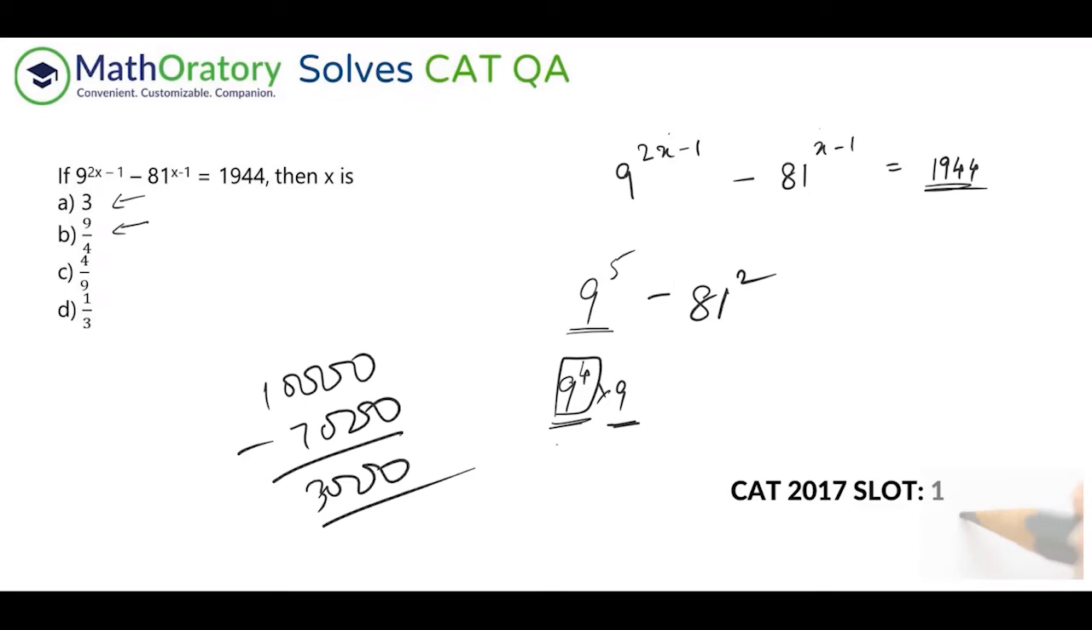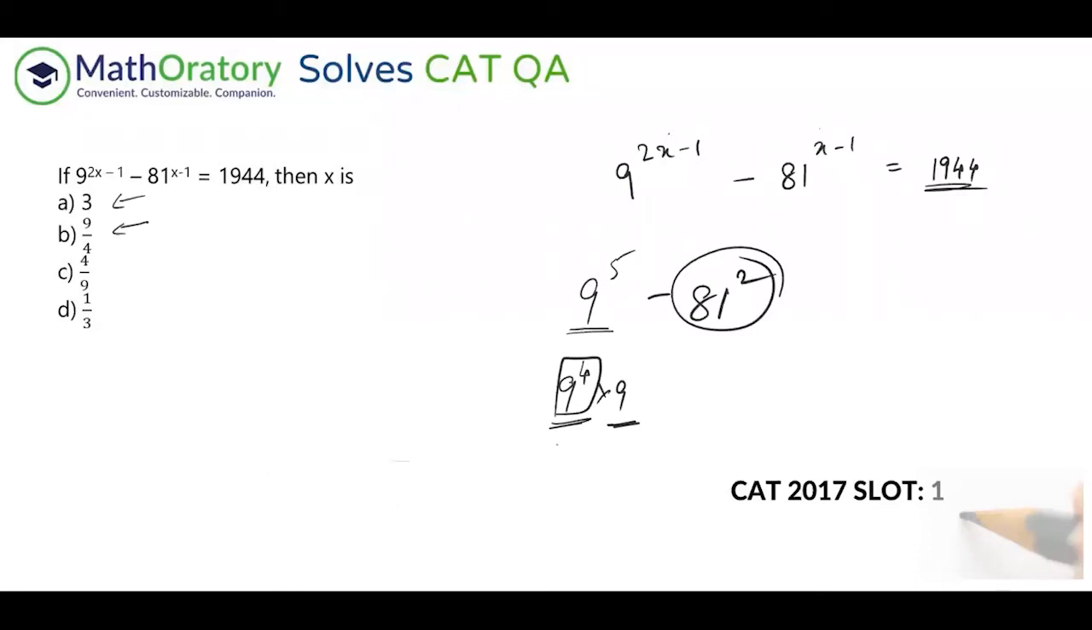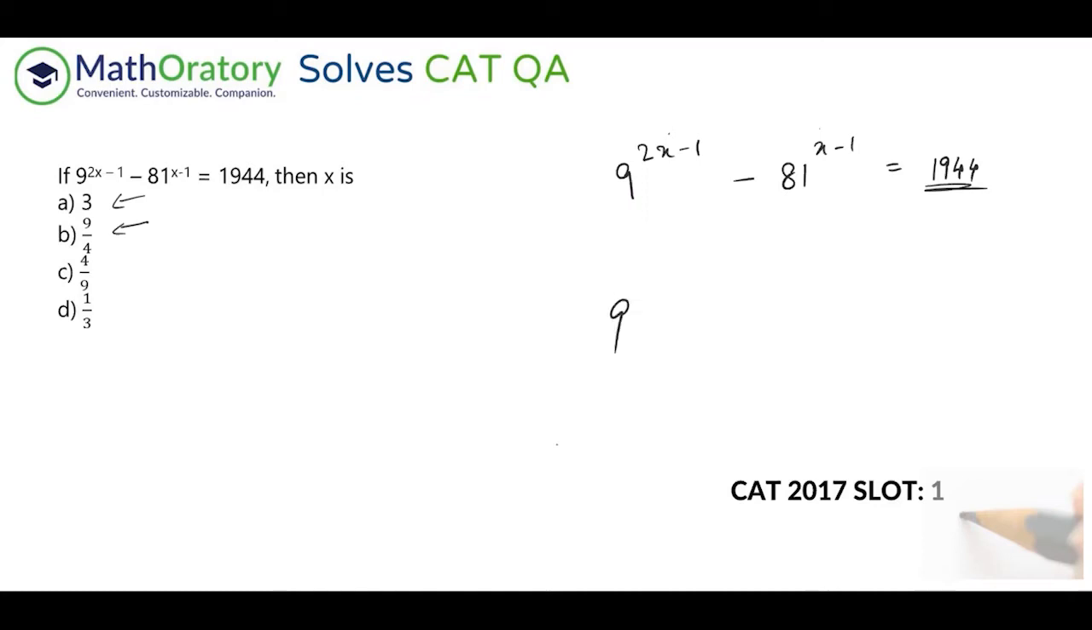I hope you understood why I took 7,000 here, because this is definitely not 7,000. This is less than 7,000, isn't it? So I'm taking a higher limit just to estimate that. So 3 is out. So the only feasibility is 9 by 4. Whether you want to test it or not, it's up to you. You can test it out. So 9 to the power 2 into 9 by 4 is something like 9 by 2. Minus 1 is 7 by 2.